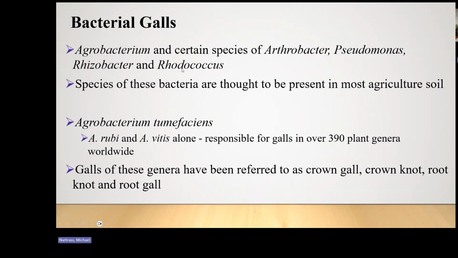We have Rhizobacter. We've got Pseudomonas. These are prevalent throughout soil. The Rhizobacter are also important for nodulation. So we have these different types and different species of these bacteria, some beneficial, some not so beneficial, that are causing issues in our plants.